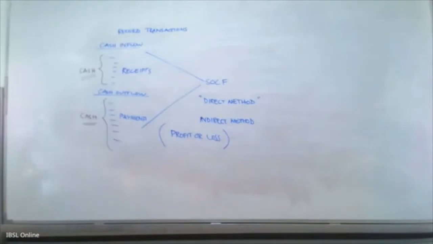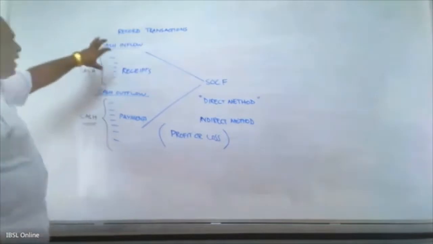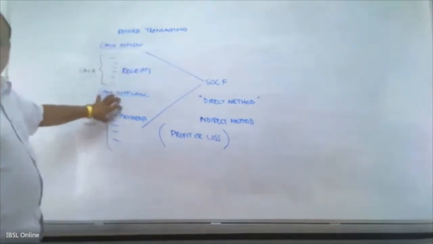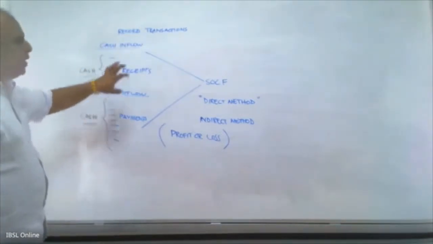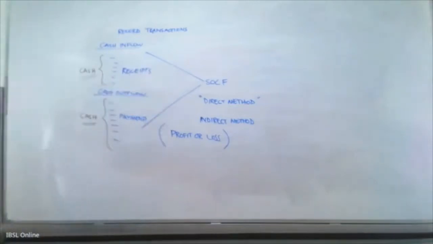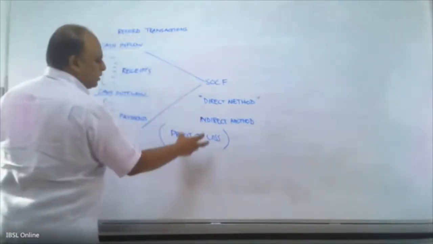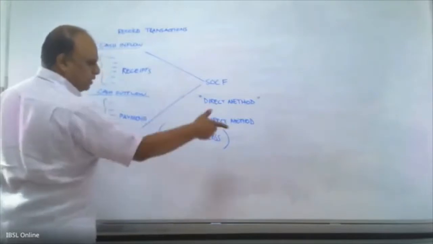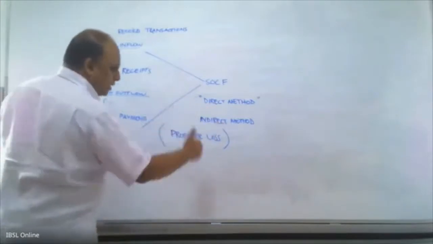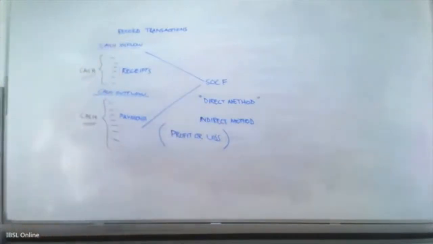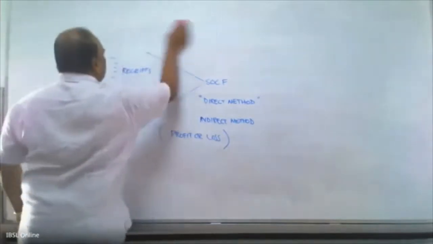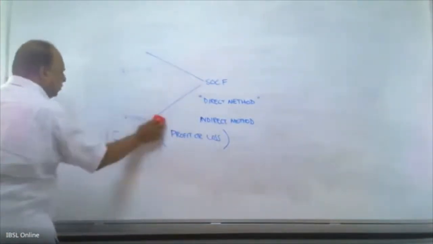Direct method means where you have to extract the actual cash receipts and the actual cash payments, then you do a cash flow based on that. But under the indirect method, you don't have to worry about all these. You straight away take the profit or loss from the statement of comprehensive income and start doing the cash flow. Right? So I can break this into two.